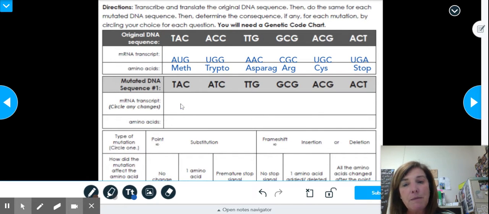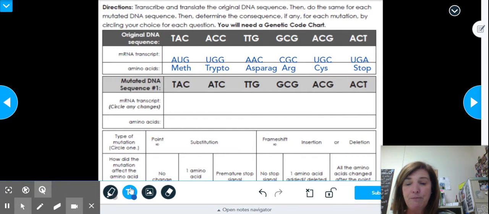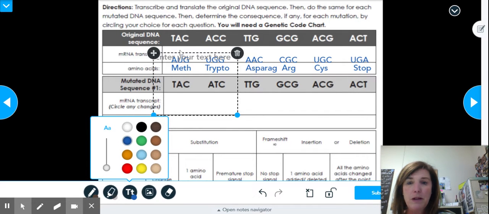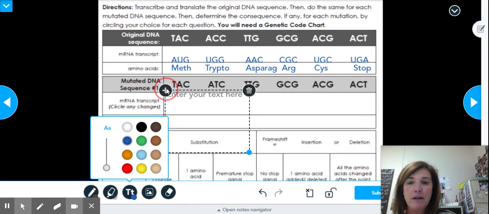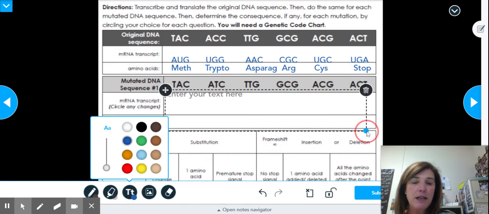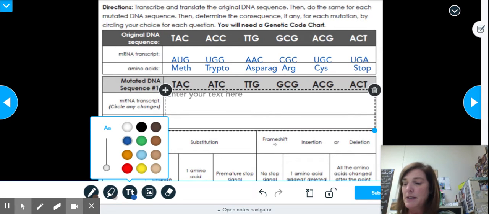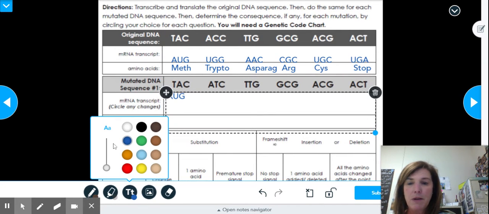But here's the thing. Sequence 1 is telling me that it is a mutated DNA. So we're going to try to figure out what went wrong. We're going to do this one more time. Let me get my text box down here. Same thing that we just did, but we'll do it again and see what changes happened. So TAC becomes AUG.